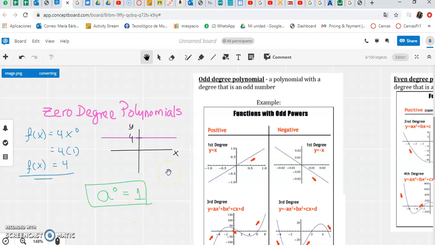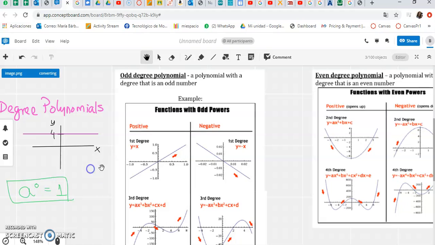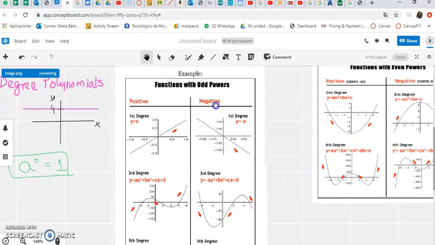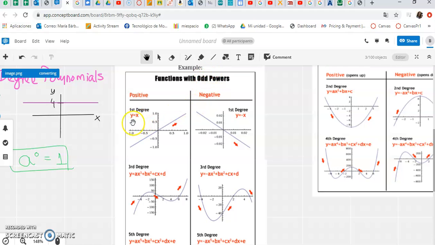Then this is the first polynomial, but as you can see, we could also have different degrees, such as the first degree. But here we are going to study, in these drawings that I have here, odd degree polynomials, a polynomial with a degree that is an odd number. And this is very important, dear students. Look, functions with odd powers. So an odd degree could be first degree, third degree, fifth degree, and it can continue. But I want you to remember the first degree is a linear function because it is y equals x, because the x is being raised to the 1 power.